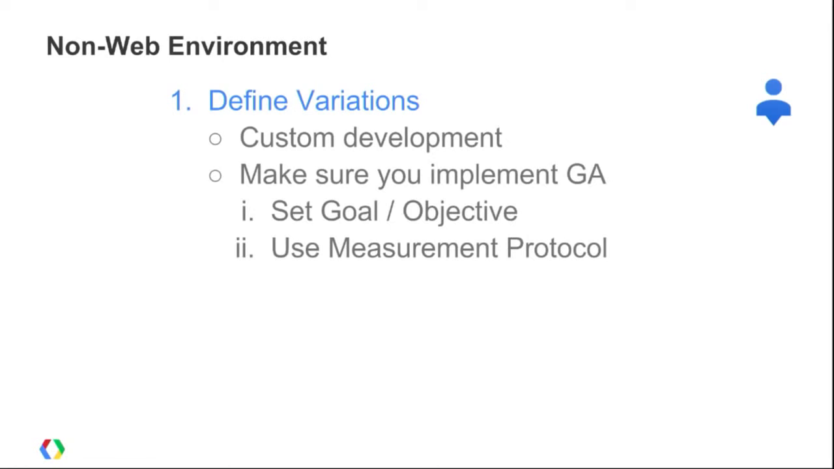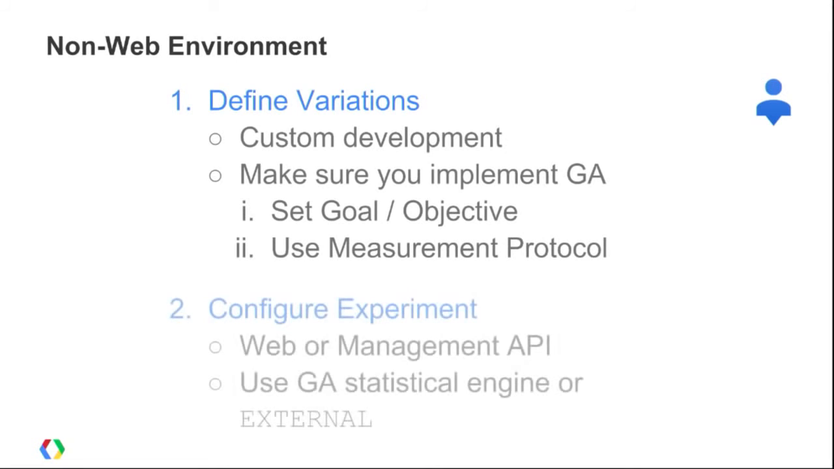So what are we trying to improve? What is the actual goal that we're trying to either maximize or minimize? That still stays the same. In this case, you can use the web interface or the management API to set up your experiment, whatever's easier for you, depending on how you want to set it up.